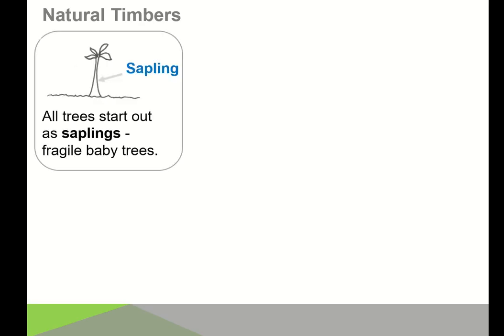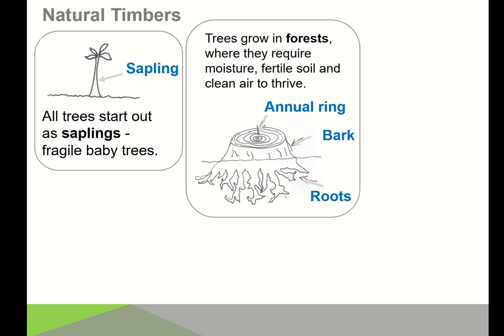So just to summarise, there are many types of trees out there, but they all start out in the same way as a baby tree called a sapling, and these are very fragile, so they need protecting. Once that grows and reaches maturity, they can be chopped down, and when you do chop a tree down, you'll see that it will leave this pattern of annual rings. That's because trees grow faster in summer because of the warmth and the moisture.